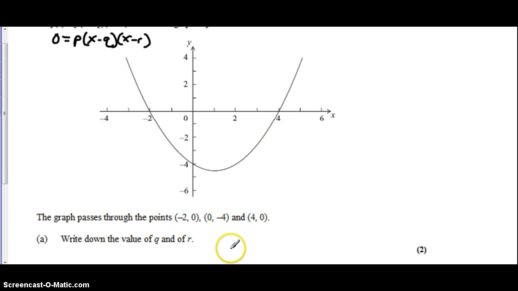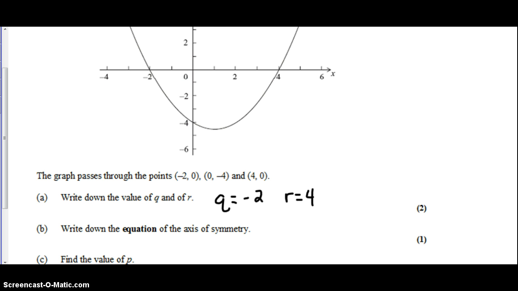So we realize that q is -2 and r is 4, or vice versa. They'd have to accept either depending on how you solve q and r. But they're asking for the solutions. They're asking for q and r. So q is -2 and r is 4.